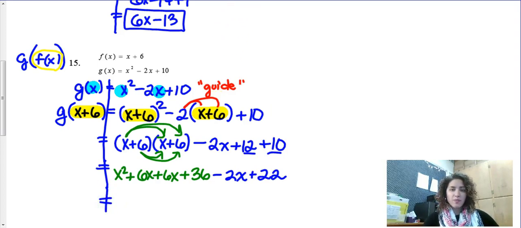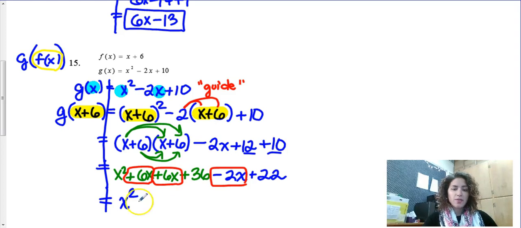Our last step will be to combine any like terms we see. There's nothing else like x squared, so I will bring that down, x squared. And then I see a positive 6x plus 6x, and then here minus 2x. I can combine all those together. 6 plus 6 is 12, minus 2 is 10, so plus 10x. And then last but not least, a positive 36 plus 22 is a positive 58.